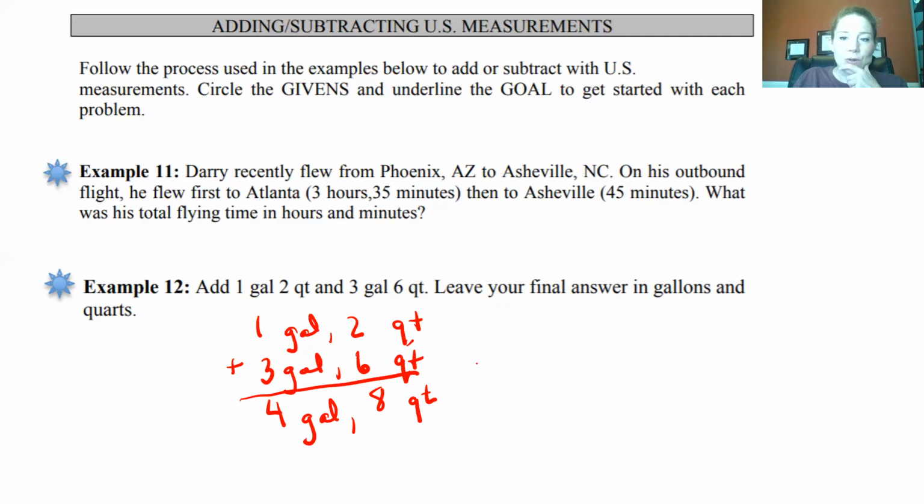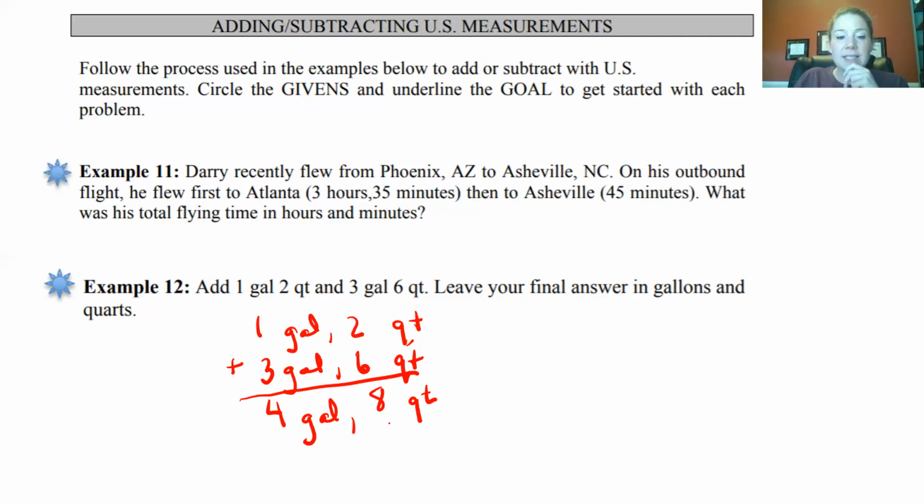Well, what do we know about quarts and gallons? Quarts, like a quarter. How many quarters make a dollar? So 4 quarts make a dollar. So I could subtract 4, and I would have 4 quarts left over. But I do know that since there are 4 quarts in 1 gallon, in 8 quarts, that has to be 2 full gallons, right? If 4 quarts make up 1 gallon, then 8 quarts makes up 2 gallons.